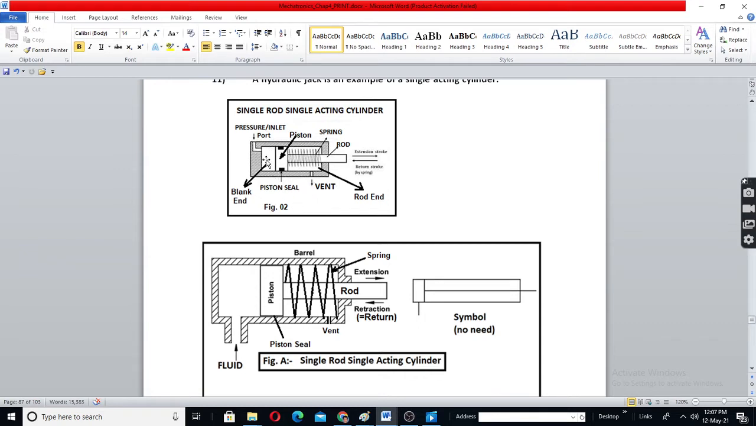So when pressure is released, due to spring tension, it will return. Symbol you need not bother. This is called as single rod, single acting cylinder.